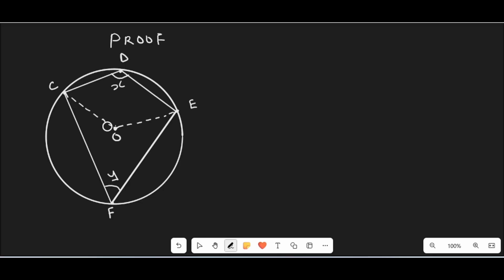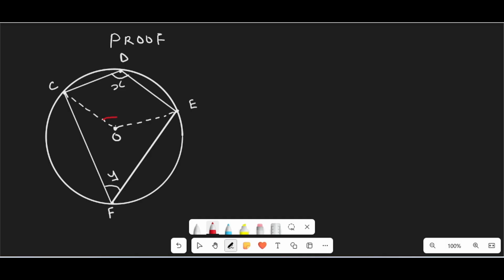So we can say our angle COE, this angle, is 2y, and also our angle COE reflex, this angle, is 2x.